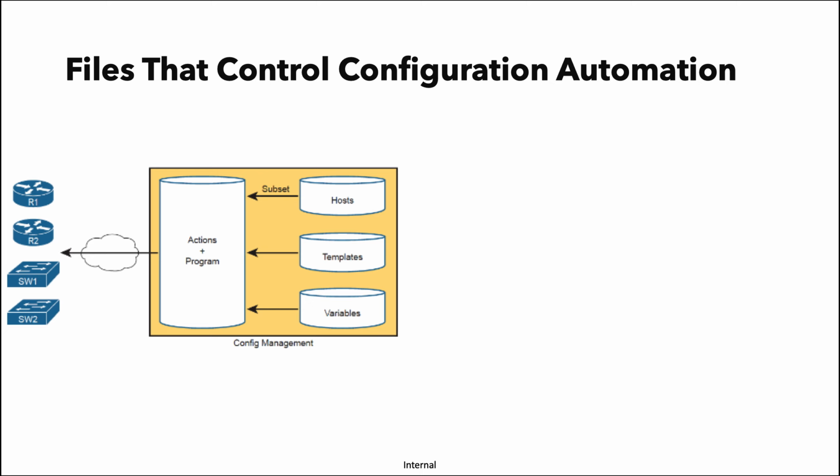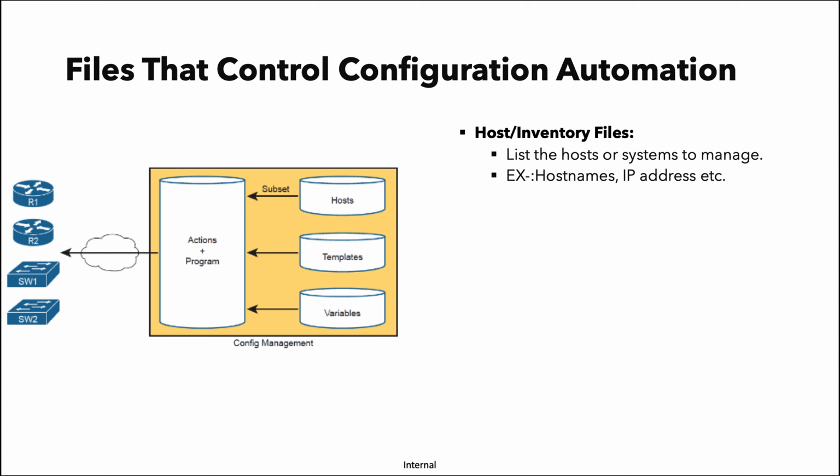Another feature which we'll discuss is files that control the configuration automation. Configuration management involves various file types to manage and automate system configurations. Here we have some of the common files you could see in any of the configuration management tools, such as hosts or inventory files. These files list the host or system that the configuration management tool will manage, such as host names, IP addresses, etc. of that host. Then we have template files.